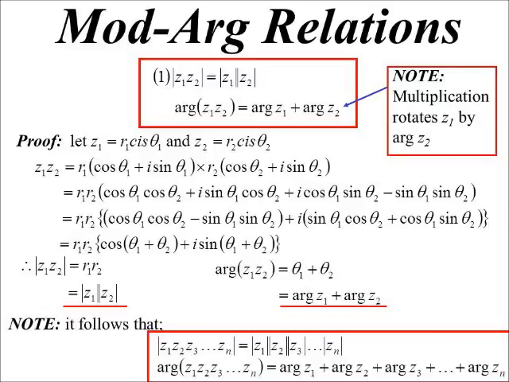Now, it logically follows that if I have more than one number, I would just keep doing that pattern. So if I had to find the modulus of z1 times z2 times z3 times z4 times z5 times z6 up to zn, I could find all the individual moduli and multiply them together. Whereas with the arguments, I would add all the different angles together.